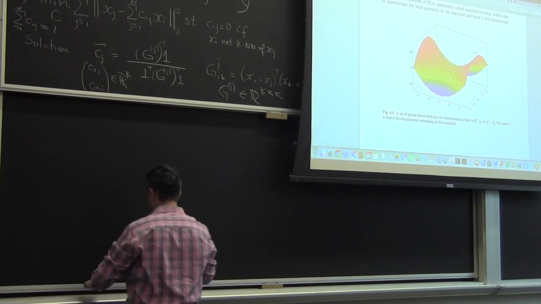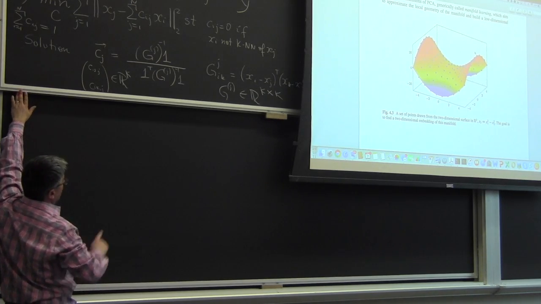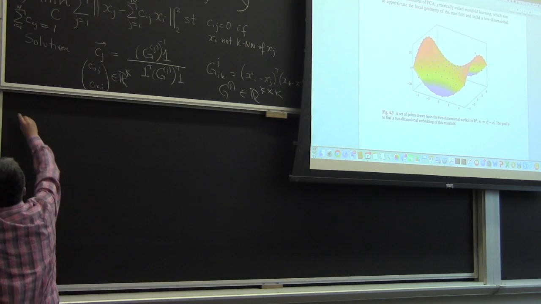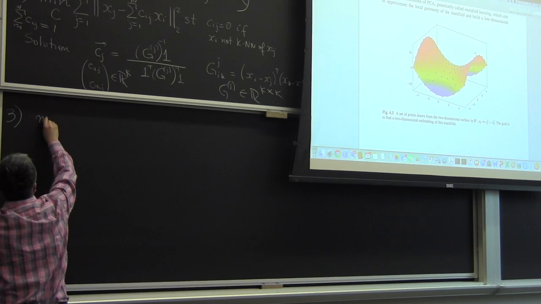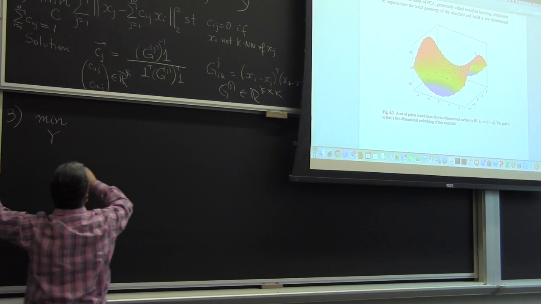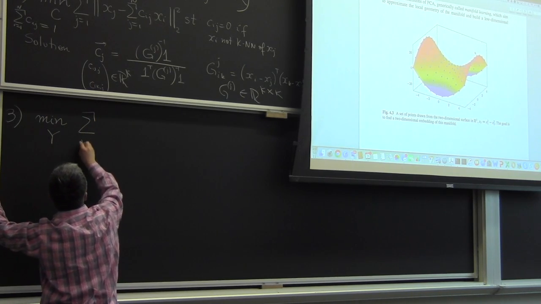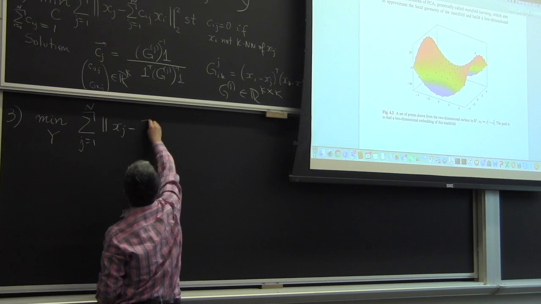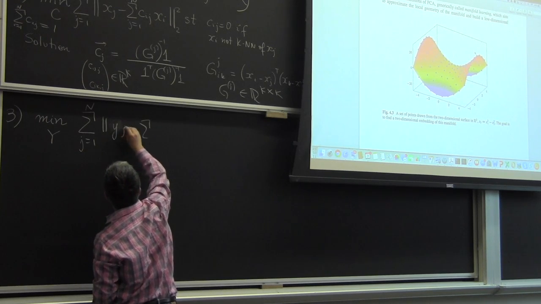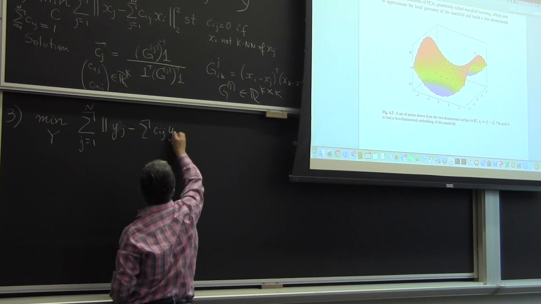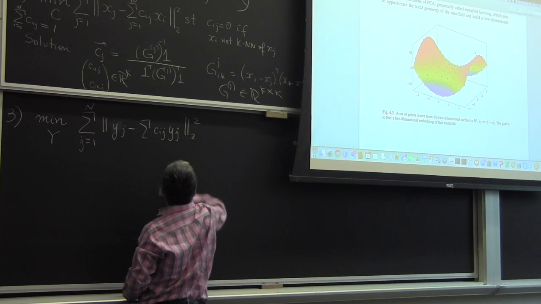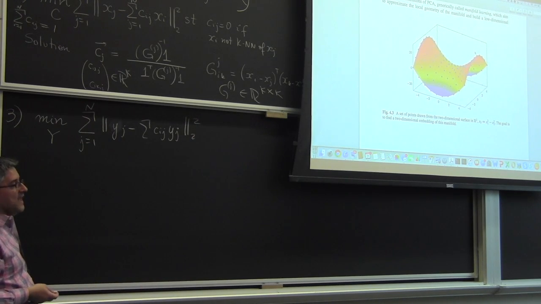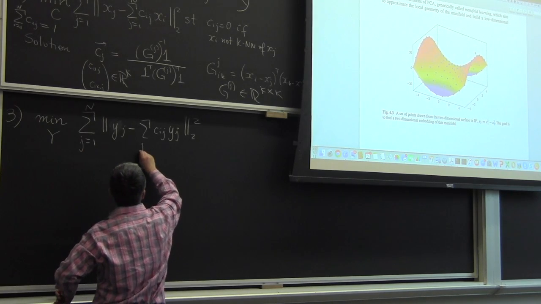So now that I know how the points relate to each other up there in the manifold, I want them to go down. That's what the third step is: find the low-dimensional representation, minimizing with respect to y. It's really the same objective, xj minus the sum of cij yj, squared. I'm going to use the identical objective as before, but now I keep the coefficients constant and try to find the low-dimensional representation.